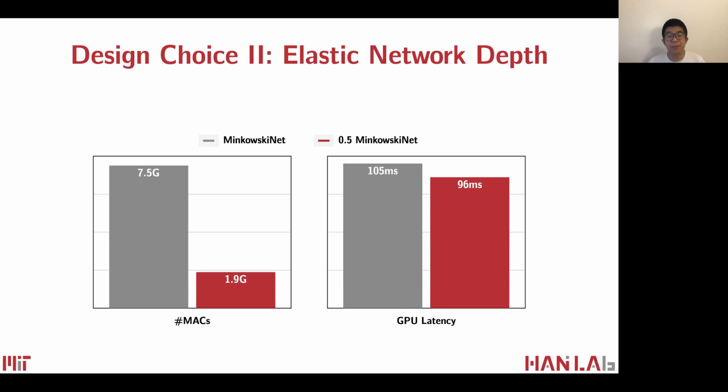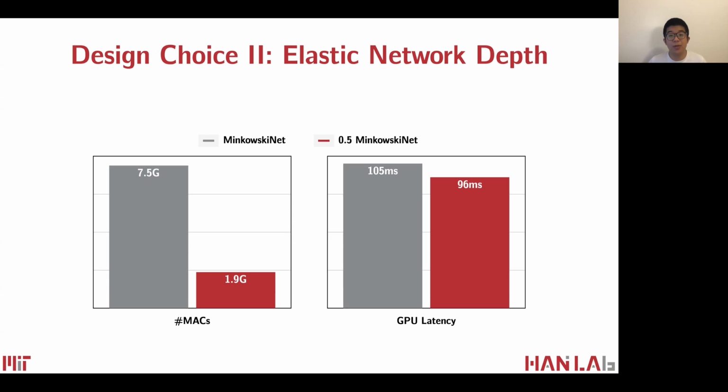Another possible simplification is to only search the channel numbers of different layers. In 2D, it is possible to achieve very good performance by doing this. However, this is not the case for 3D. By reducing the number of channels in MinkowskiNet by half uniformly, the theoretical computation is reduced by 4 times as expected, as the computation cost is quadratically related to the number of channels.